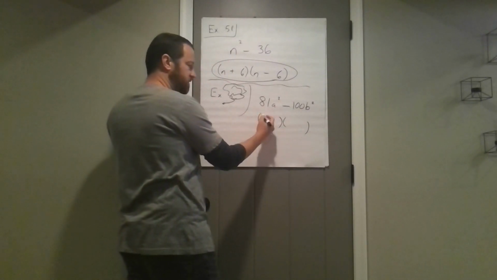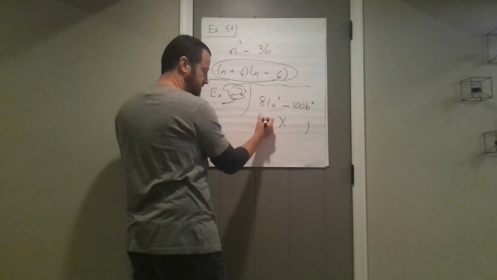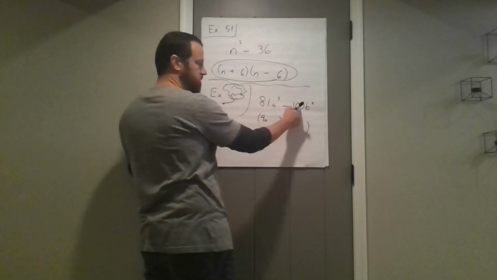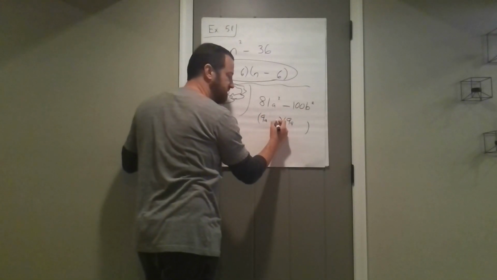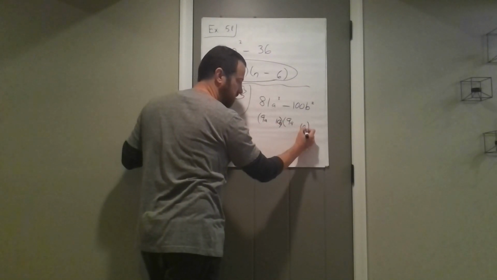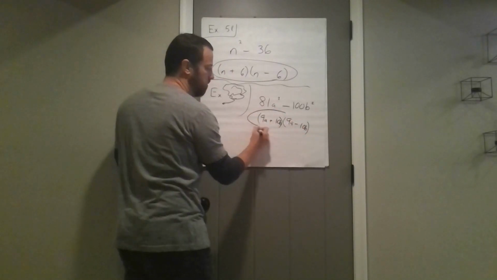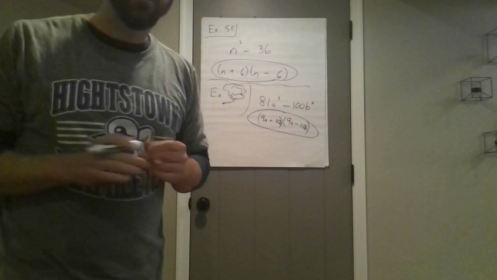What times itself equals that? Well, 9 times 9 is 81. A times A is A squared, so that's 9A. What times itself equals 100B squared? 10 times 10 is 100, and B times B is B squared, so that's 10B. One of them plus, one of them minus. And that's really all there is.